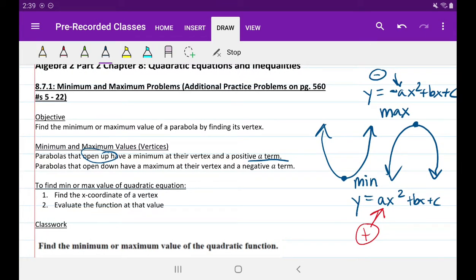To find the min or max value of a quadratic equation, we do it the same way we find a vertex. We'll start off by finding the x-coordinate of our vertex, and then we'll plug it in for x and evaluate the function at that value to find y. If you don't quite remember how to find the x-coordinate of the vertex, we have our formula for that, which is just negative b over 2a. We'll run through the classwork and find all of those.